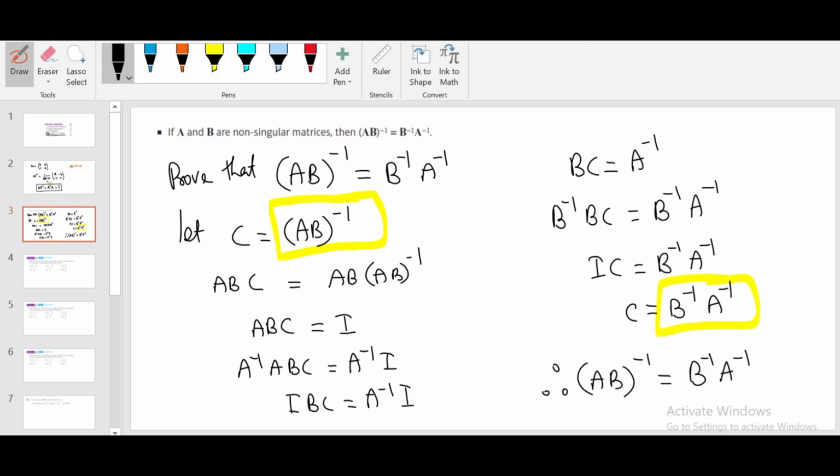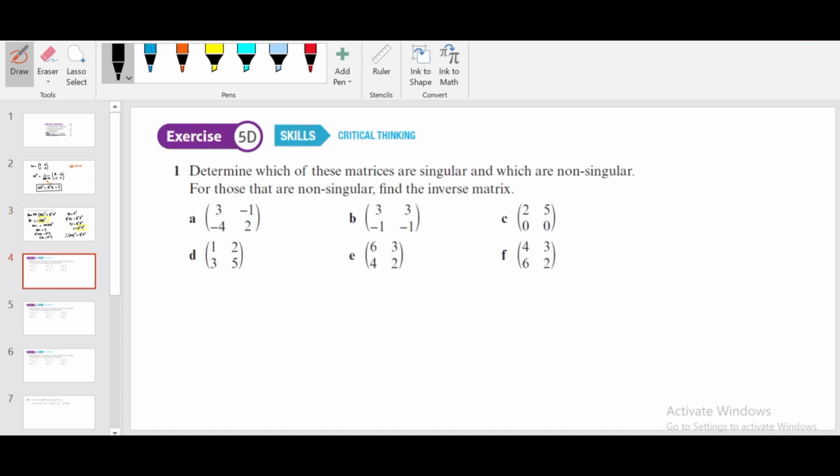So I'm taking some questions from exercise 5D. Determine which of these matrices are singular and which are non-singular. For those that are non-singular, find the inverse. I'm taking A. You just need to find the determinant value of this: 3 times 1 minus 1 times 4, multiplying the leading diagonal. 4 times 1 is 4, 2 is not equal to 0. So you can find the inverse.